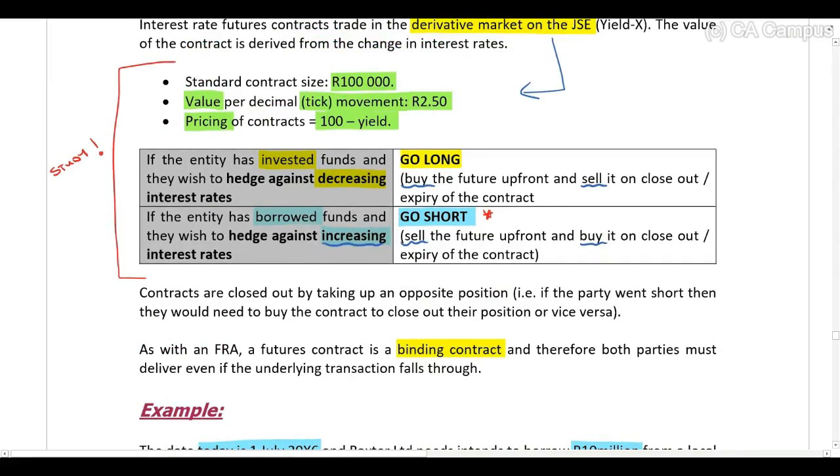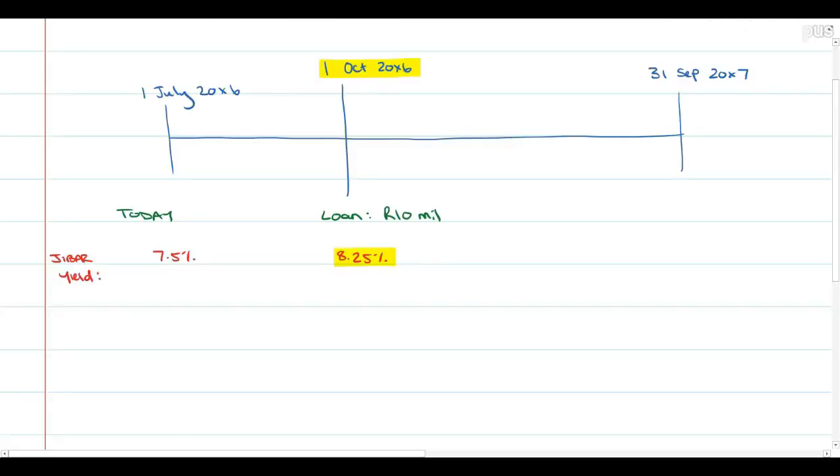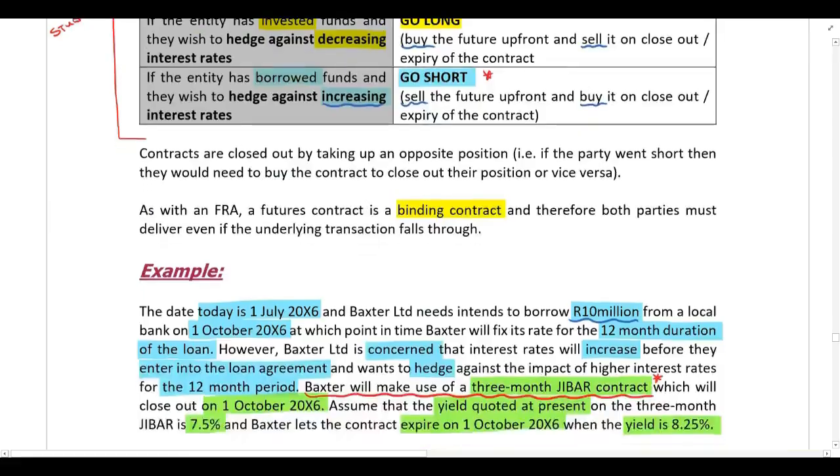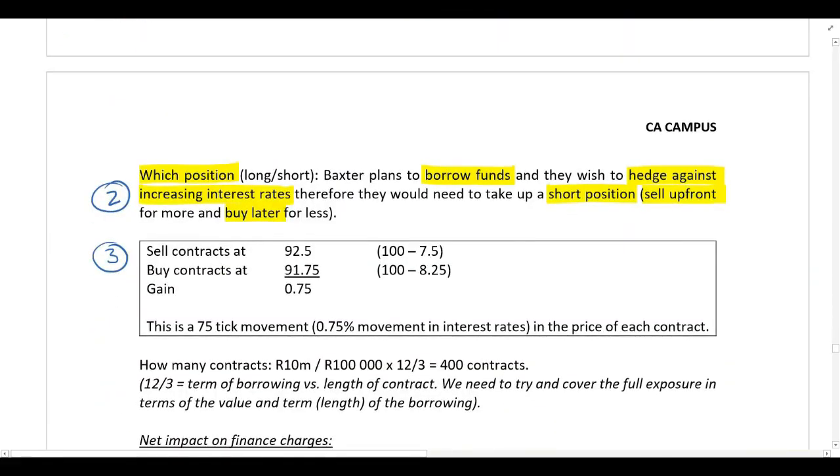We are now going to calculate the pricing of the contract. And we calculate the pricing of the contract by saying 100 minus the yield. So the pricing of the contract today is going to be 100 minus 7.5. And the pricing of the contract 3 months from now is going to be 100 minus 8.25. So in order to work out the price of the contract, it's just always 100 minus the yield. So a simple calculation, you can see it in our solution.